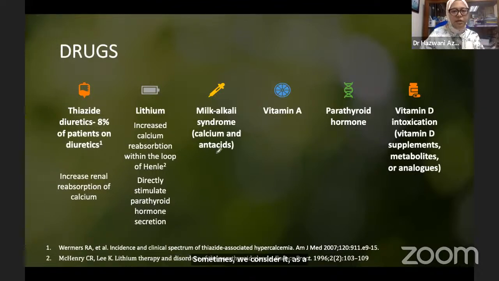Milk alkali syndrome, because of high calcium intake. Vitamin D gives a direct effect to the bone that will stimulate osteoclastic resorption and inhibit osteoblastic formation. Parathyroid hormone, for example, patients on teriparatide for osteoporosis treatment, and vitamin D intoxication.